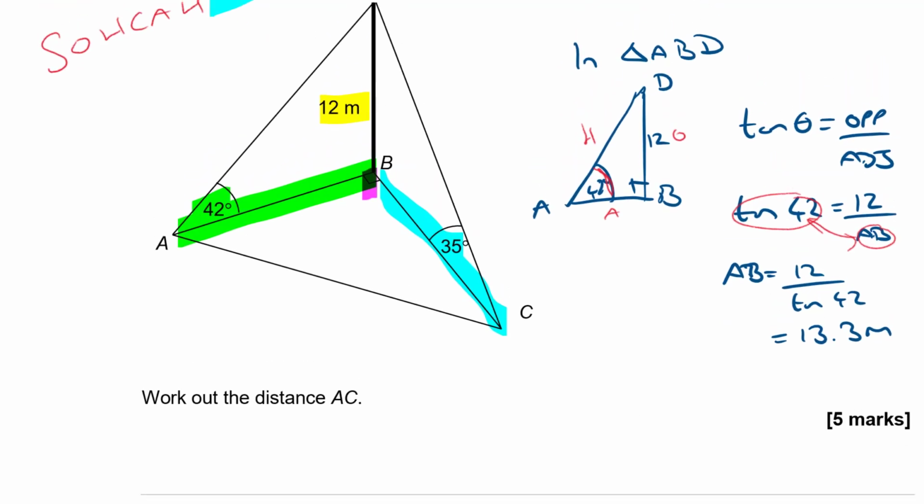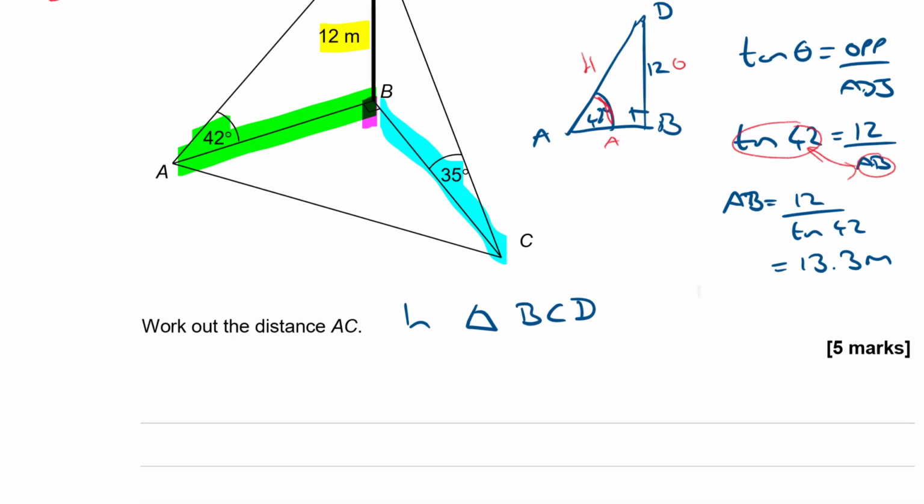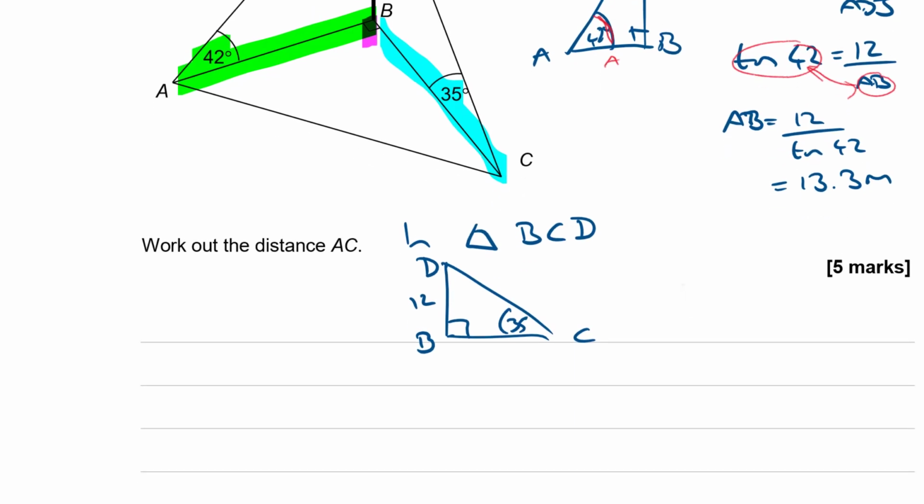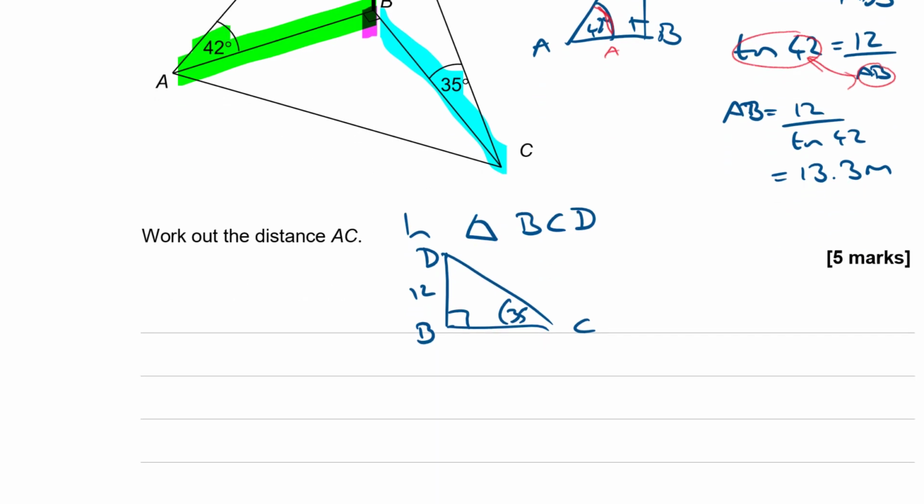So in triangle BCD, now again, just drawing that triangle out underneath. There's the right angle. That's D, that's B, that's C, that's 35, that's 12, and I'm trying to find BC, aren't I? Okay, so again, here's my marked angle, here's the hypotenuse, this is the opposite, this is the adjacent.